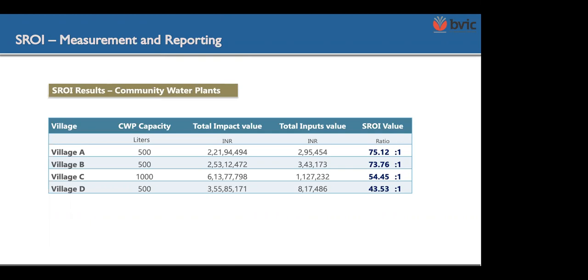Just like one parameter, profitability, gives an idea of how well a particular business is doing, SROI gives an idea of how well a particular program is doing in creating impact.